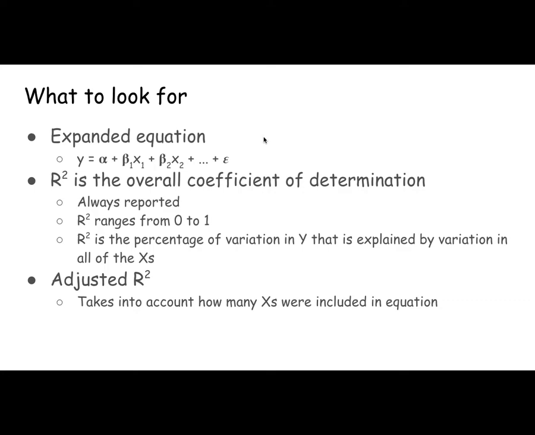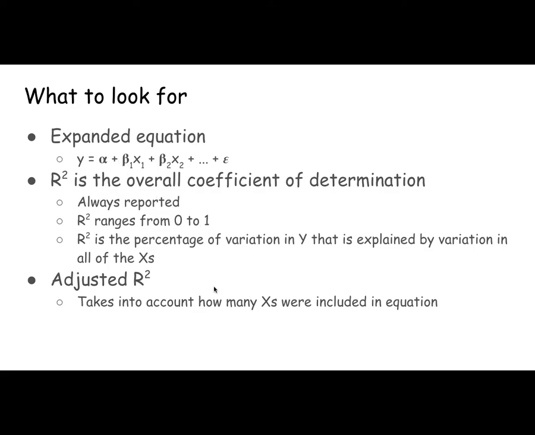And the measure that you'll see with multiple linear regression is a capital R squared. That's the overall coefficient of determination. So it's always going to be reported. It ranges from 0 to 1. And this is capturing how much of the variation in this outcome variable is explained by this entire equation.